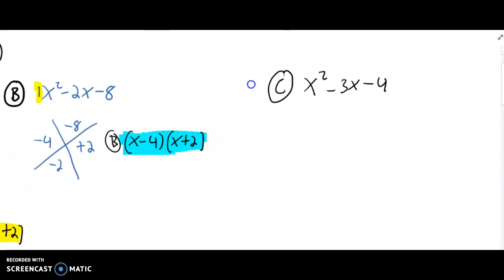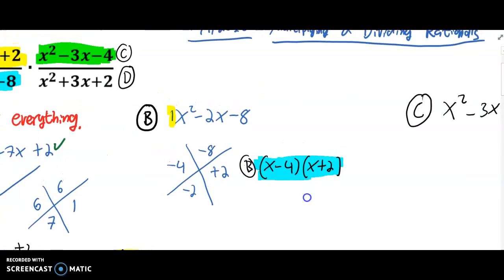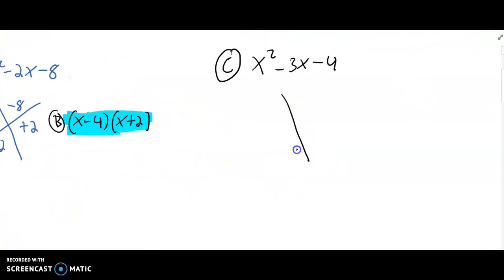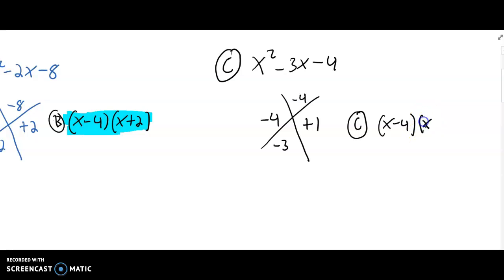Okay, I'm going to make my X for this one. Double check that we wrote the right thing. We did. I've got negative 4 and negative 3. Let's do negative 4 and positive 1. So when I factor this, my C is x minus 4 and x plus 1. And this was our green C.